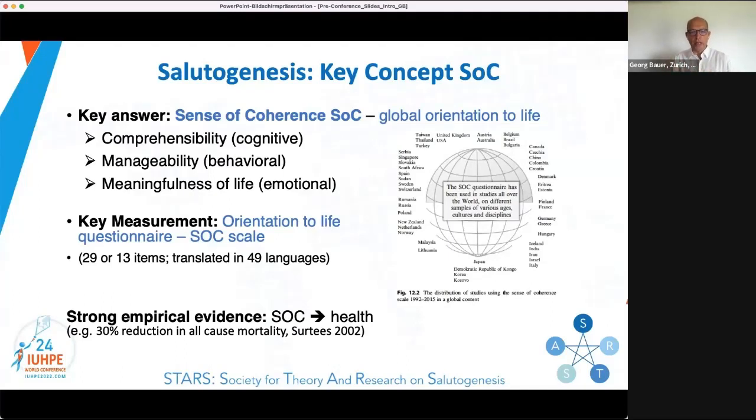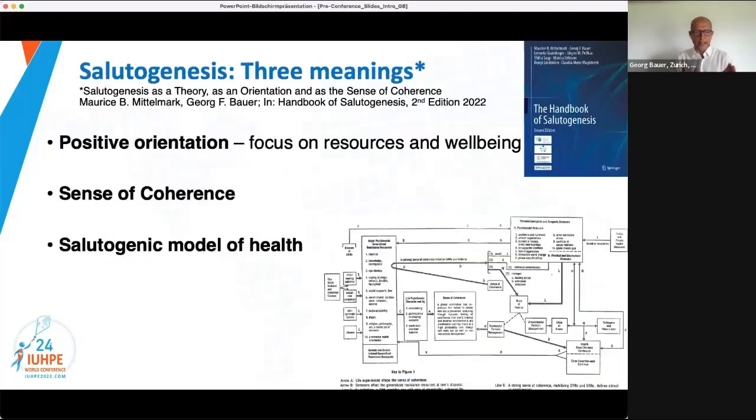And he did not only provide us with this concept of sense of coherence, but also with a respective measure, the sense of coherence scale, which has been translated into over 50 languages by now, and when we look at the broad body of literature, there is strong evidence that it is very protective and promotive for our health. So that's in essence what he had been developing and offering to us.